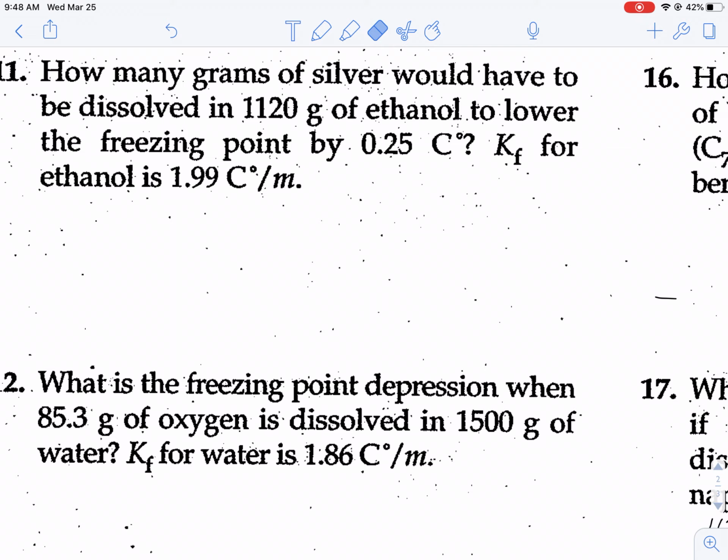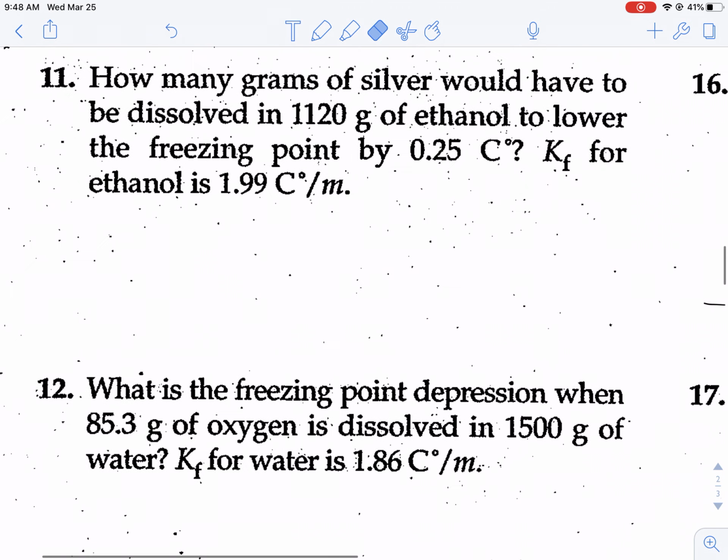Today we are going to go over the last portion of this unit, and that is the colligative property of freezing point depression. It is identical to boiling point elevation, only instead of how much does the boiling point raise, this is going to be how much does the freezing point decrease. The second half of the sheet is basically talking about freezing point depression.